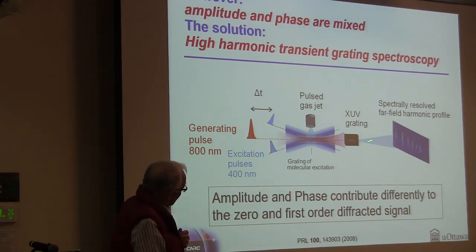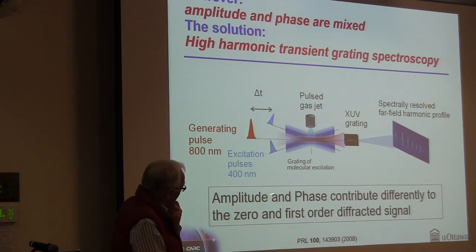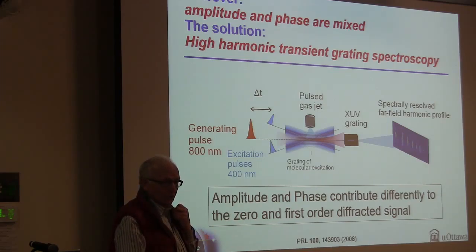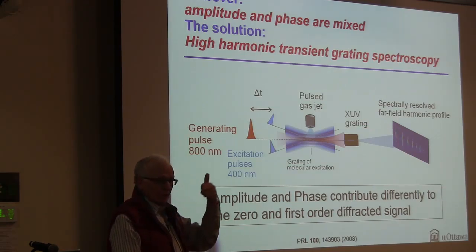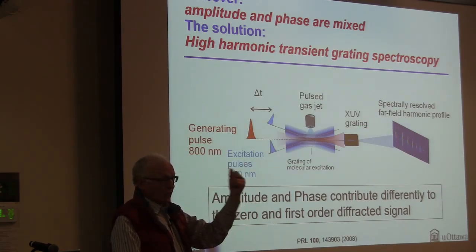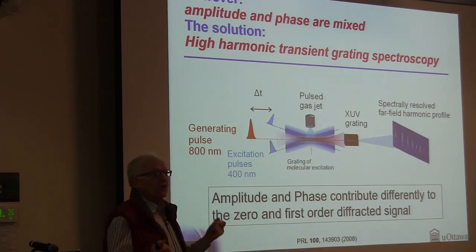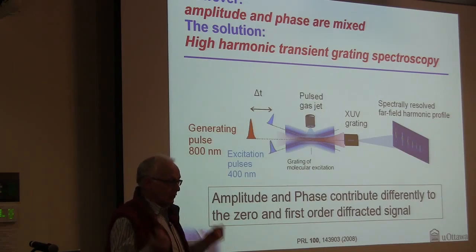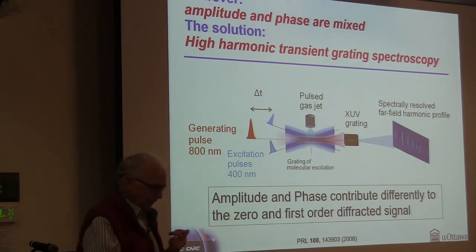If you think about the diffracted radiation, which is illustrated here, I'll show you in the next viewgraph, the amplitude and phase contribute differently to the 0 and first order signal. And so for every frequency, we have a 0 and first order signal. We have 2 measurements and 2 unknowns, amplitude and phase. So we have amplitude and phase information simultaneously available to us. It becomes a fully coherent spectroscopy at this point.